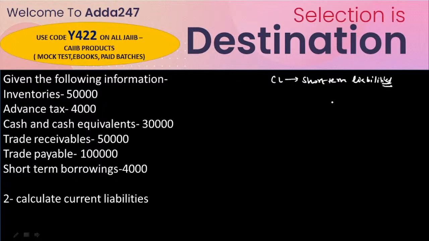Short-term liabilities are usually debts that have to be paid within a year. Like in current assets, the company expects to convert them to cash within a year, in the same way the current liabilities are what the company has to pay within a year. All the short-term debt that the company has to pay within a year is known as current liabilities.